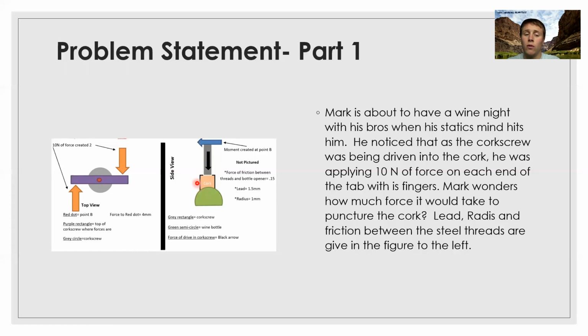The thing labeled cork is the cork, and the green is the wine bottle itself. As you can see, the cork is still in the wine bottle in this situation, and the corkscrew is not yet in the cork. The blue represents the moment that we will find from the two forces of our fingers pressing in the same direction. And the black arrow is the downward force that we have to find to actually puncture the cork with the corkscrew.